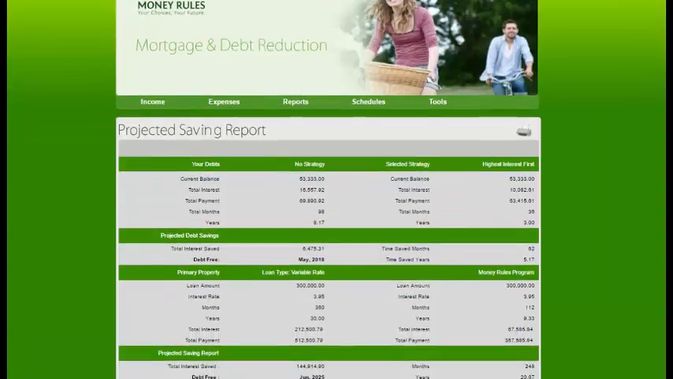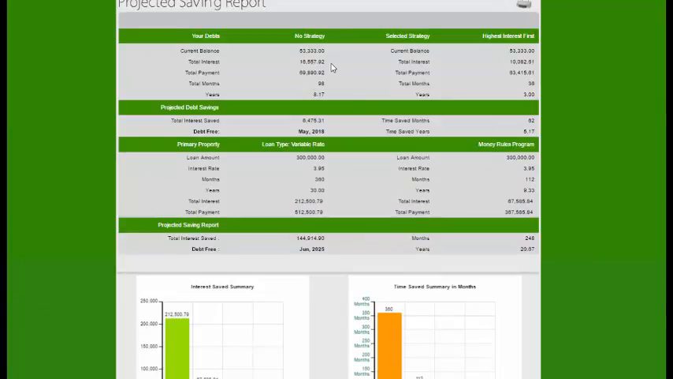So in the saving report, you'll remember that we had $53,000 and $16,500 in interest, $69,000 to pay out in total over 98 months or 8.17 years. But we're down to 3 years and we're saving them $6,500 in interest, and we're saving them 5 years. That's not a bad result.